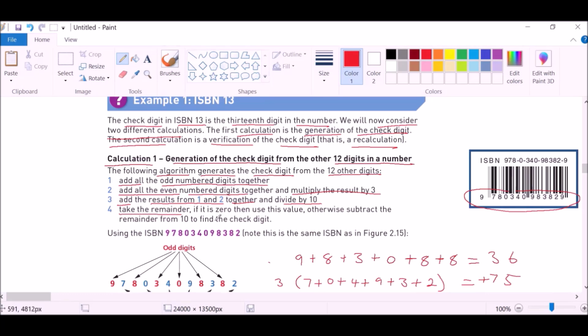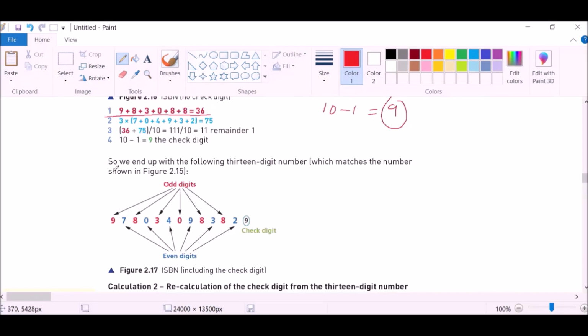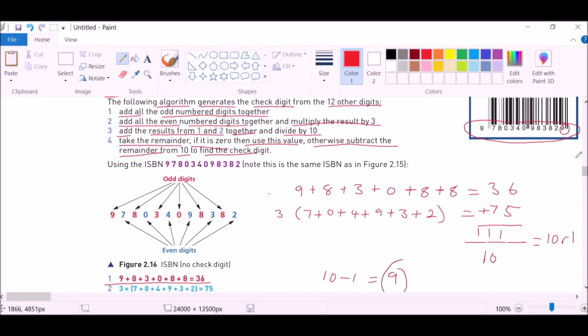Then we take the remainder. If it is 0, then use this value. Otherwise, subtract the remainder from 10 to find the check digit. So we say 10 minus 1, which will give us 9. So that will be our check digit. So we end up with the following 13-digit number, which matches the number shown in our barcode.